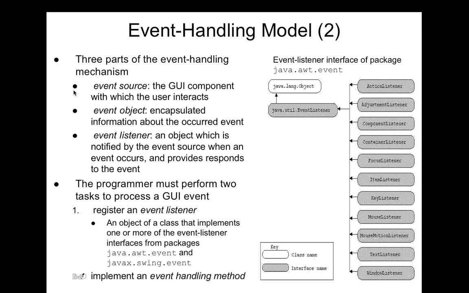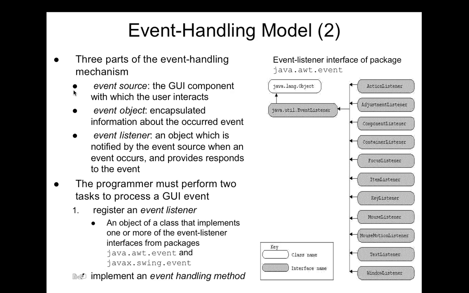So there are 3 parts of the event handling mechanism. What we're looking at is the event source, what component was actually clicked on, what component actually received the event; the event object itself, which encapsulates information that might occur in terms of a mouse click, a mouse drag, a keyboard entry; and then the listener, which is the object that notifies the event source when the event actually occurs. So we take those 3 components, we put them together, and then we have an event listener interface that we apply to it, and then we can go ahead and process events.